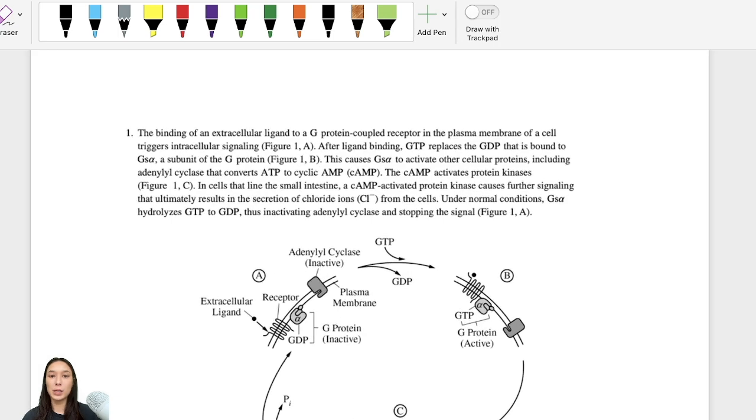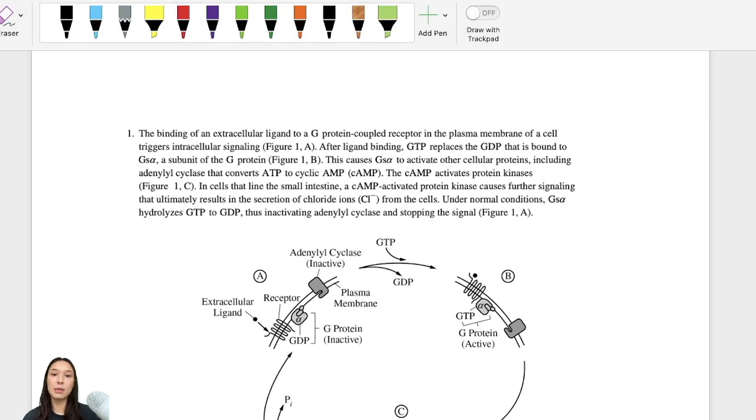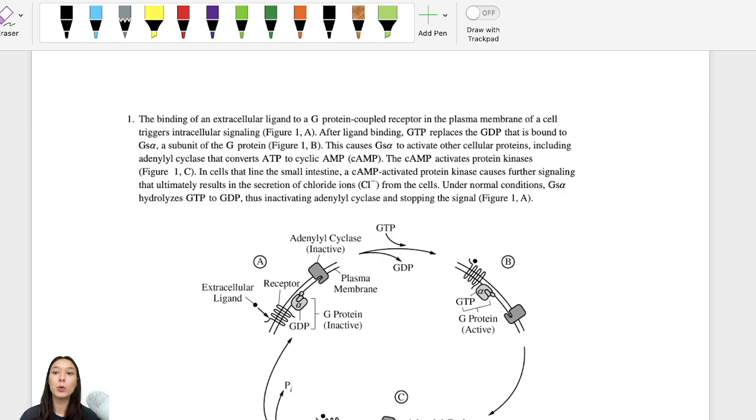Okay, so I'm going to start off just by reading the question and breaking it down. So it says, the binding of an extracellular ligand to a G protein coupled receptor in the plasma membrane of a cell triggers intracellular signaling, which is seen in figure 1A. So just to kind of go through what that looks like, again, so you have A here, B, and C. If we start off at A, which is our first step, you have your extracellular ligand, which is going to act as your signaling molecule, and it's going to attach to the receptor. That's the first step of any signaling pathway. You need to receive the signal, and then we'll amplify it, and then you get the response, which is part 3. So our extracellular ligand binds to the receptor.